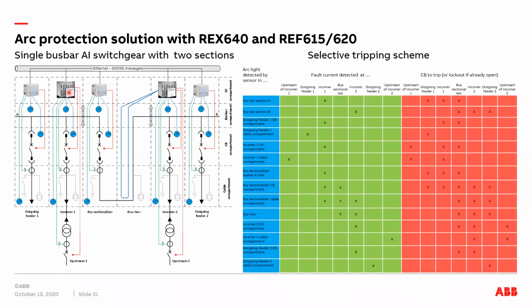Here we have a REX640 relay at the incomer, and it's also used for transformer differential protection of the incomer transformer. So we get overcurrent information from the high voltage side, and that we can use as an enabler for arc fault protection.